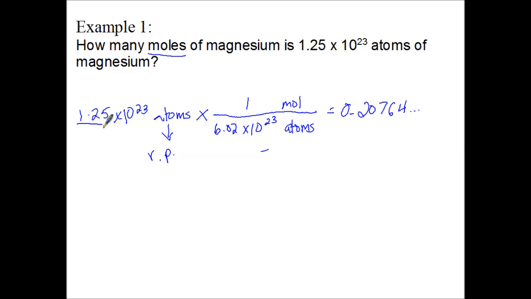Our measurement has 3 significant figures. Remember, you don't count the times 10 to the 23rd, only the coefficient. So that's 3 significant figures, and we're going to cut that off right here. The 6 tells us that we're going to have to round up. So we end up with 0.208. Now we have to figure out our units. The atoms cancel out. The only unit that is left is mole. So that is our answer.